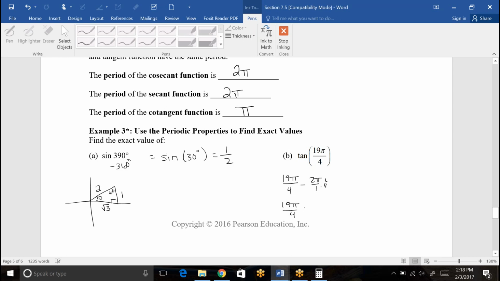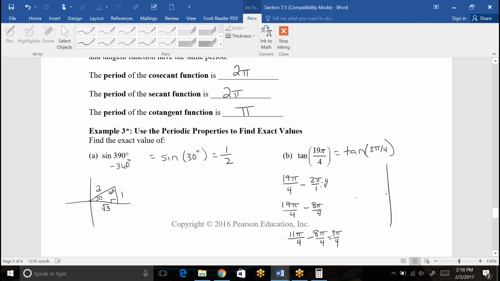Multiply this by 4 over 4. That would be 8 pi over 4. And notice that comes out to 11 pi over 4, which means we didn't quite get rid of enough. So I'm going to subtract another 8 pi over 4 since that's still 2 pi. So that would be 3 pi over 4. If you remember, so we're doing tangent of 3 pi over 4.